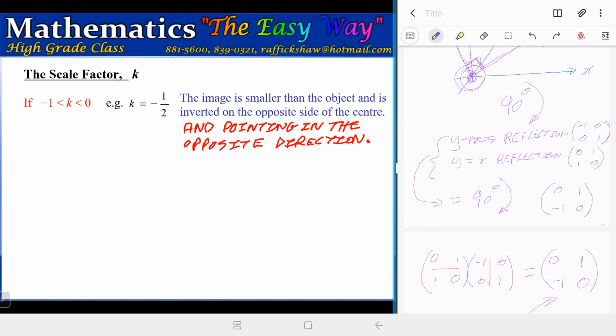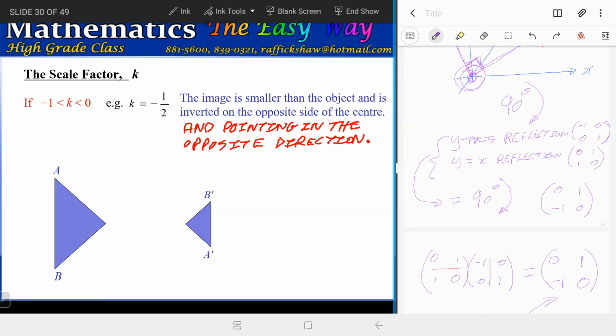So let's look at the diagram. It's going to be half the size. So we have that as our object, and we have that as our image. Clearly, the image is half the size of the object. And you can see right off the bat, the A is pointing up, the A prime is pointing down. The B is pointing down, the B prime is pointing up. So they are pointing in opposite directions.